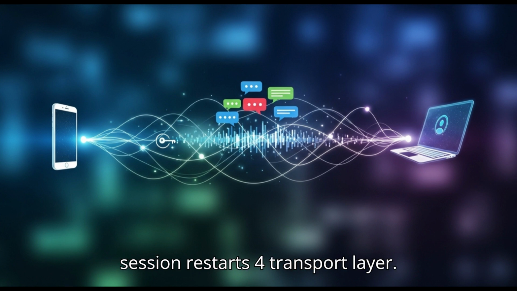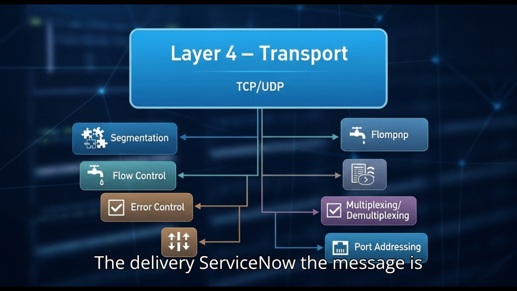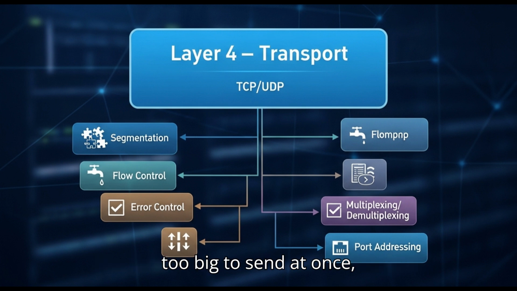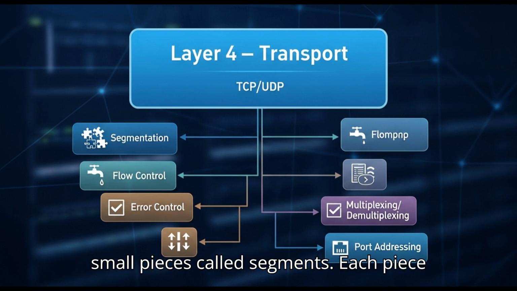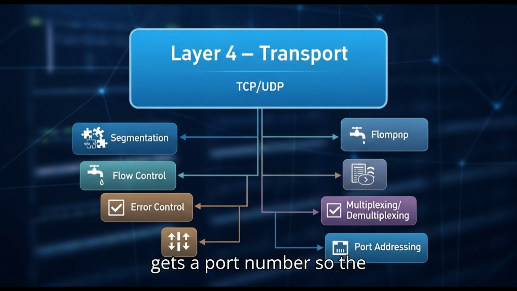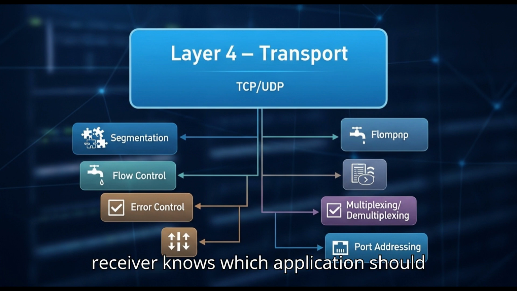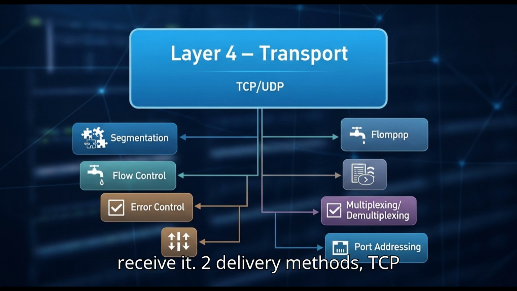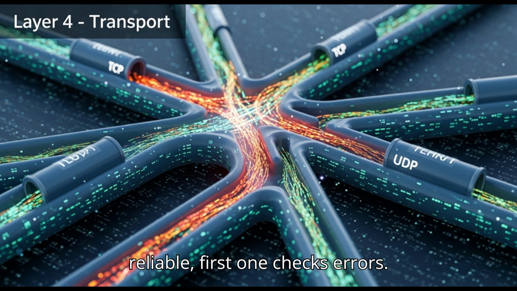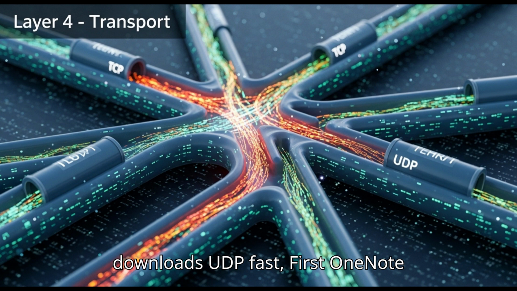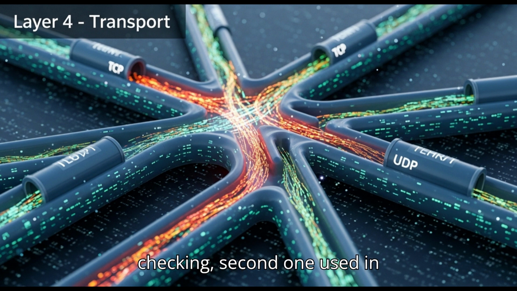4. Transport layer, the delivery service. Now the message is too big to send at once. So this layer breaks it into small pieces called segments. Each piece gets a port number, so the receiver knows which application should receive it. 2 delivery methods. TCP, reliable. First, it checks errors. Second, it resends missing data. Third, it's used in websites and downloads. UDP, fast. First, no checking. Second, it's used in video calls, gaming, streaming.